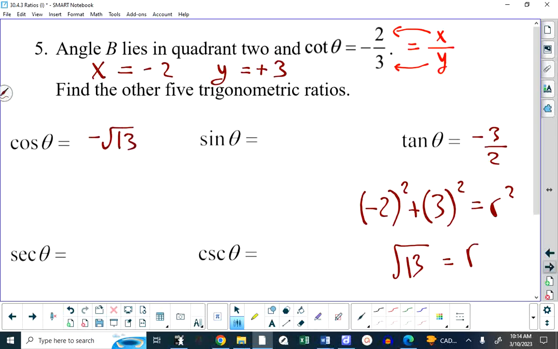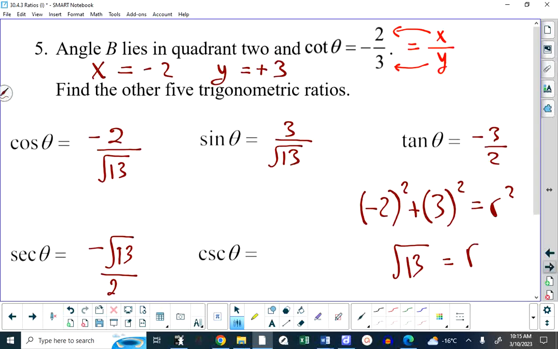So cosine is negative 2 over root 13. Secant, the reciprocal, which would still be negative, but the numbers are flipped. Sine is 3 over root 13. Cosecant is the reciprocal, root 13 over 3. And we are done. There's not a lot to this idea.